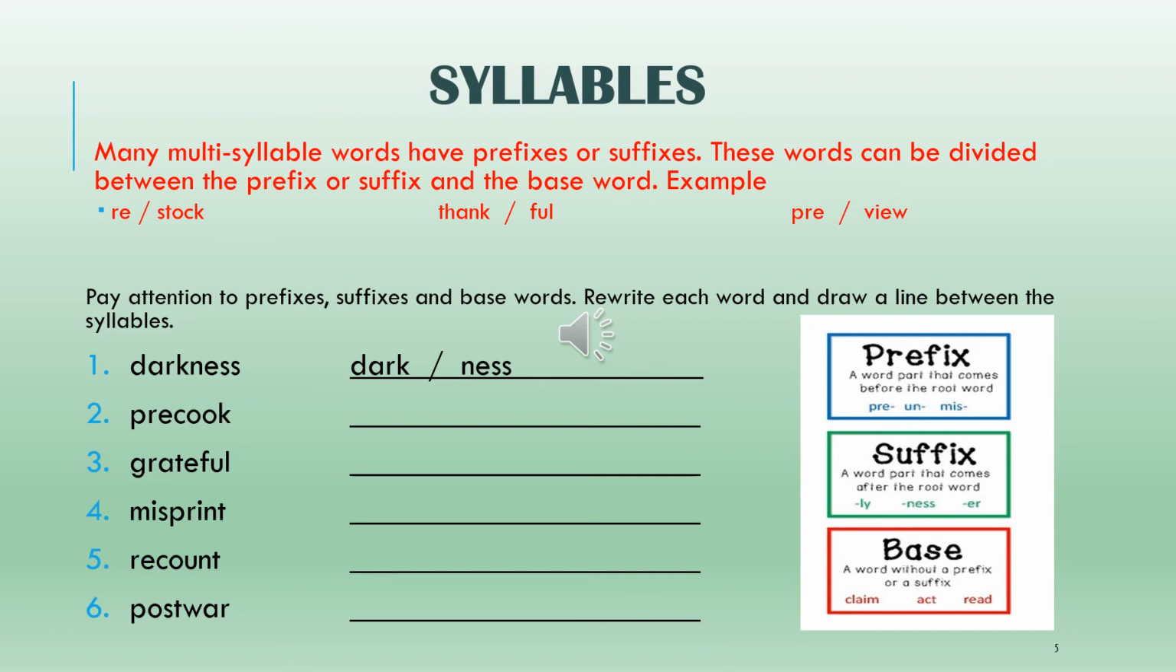Now, pay attention to the prefix, suffix, and base word. Rewrite each word and draw a line between the syllables. Darkness, precook, grateful, misprint, recount, postword. Look at example number 1. Darkness. Dark is the base word and ness is the suffix. Remember, a prefix comes before the base word. A suffix comes after the base word. So with this instruction, you need to complete this exercise.